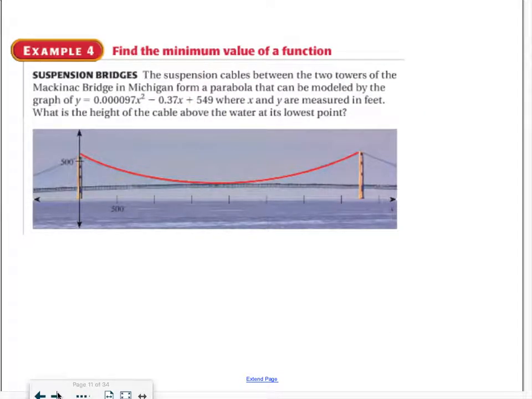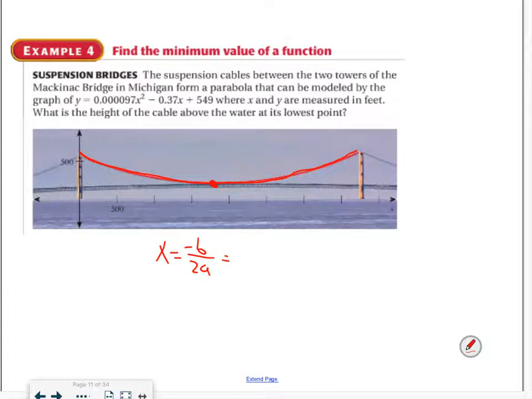So we can use that to solve applied problems, like the suspension bridge. The cables that are highlighted in red are in the shape of a parabola. So if we want to find the height of the cable where the water is at its lowest point, that's another way to say find the minimum, which means you have to find the vertex. So you do negative b over 2a.